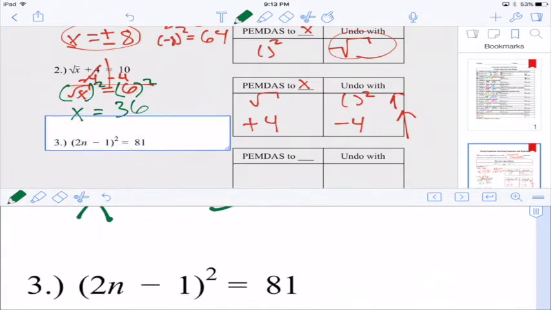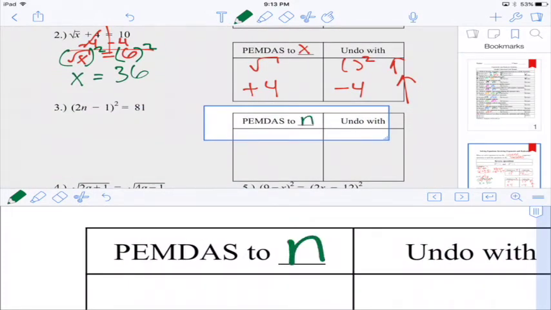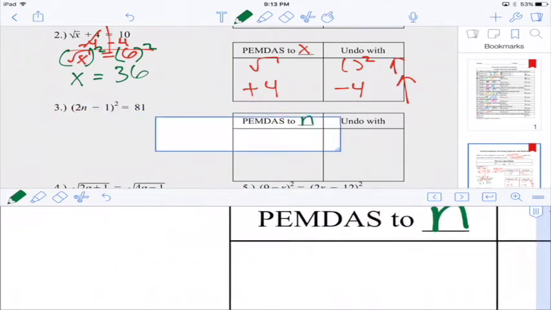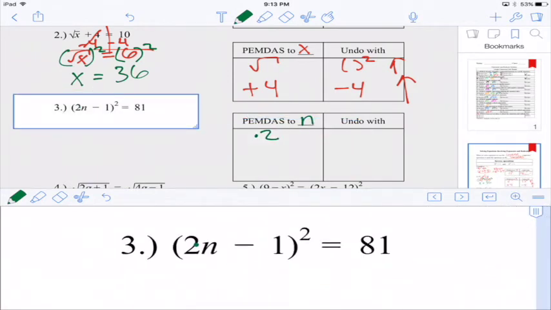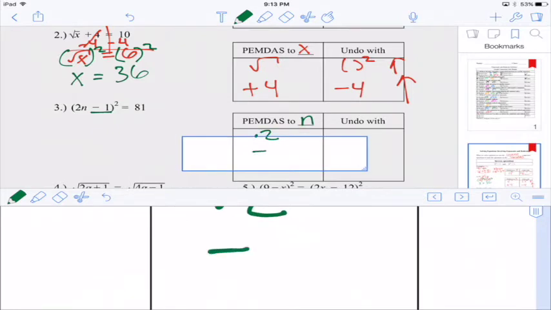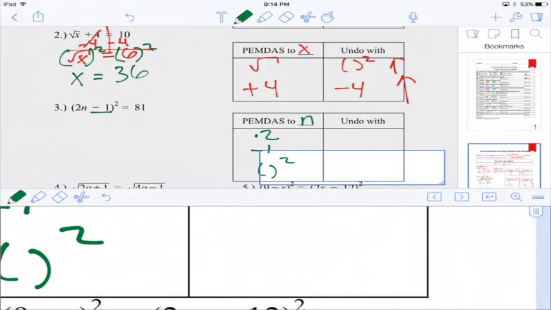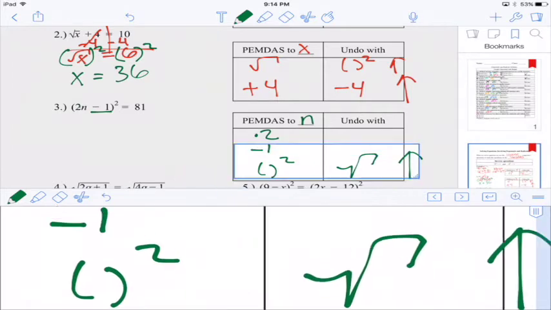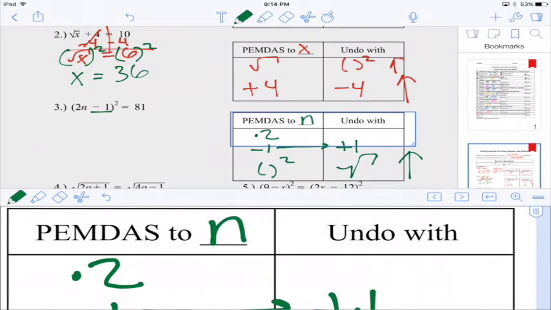All right, so now let's try and read this one. Our variable this time is n. First thing we're going to do to n, well, if we look inside our parentheses, we're going to multiply by 2. This is times 2. Then, after we times 2, we will subtract 1. After that, we square it. So to go backwards, we start at the bottom and we undo. Well, we undo the squaring with a square root. Then, to undo subtracting 1, we add 1. And finally, to undo times 2, we divide by 2.